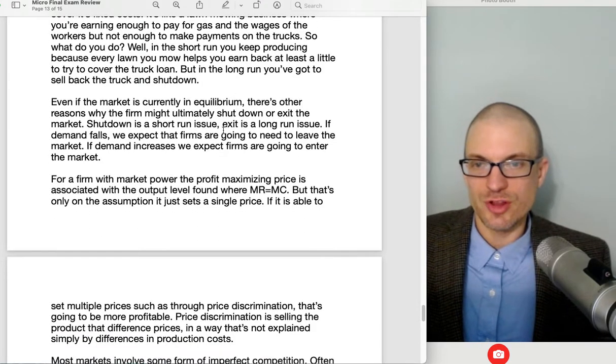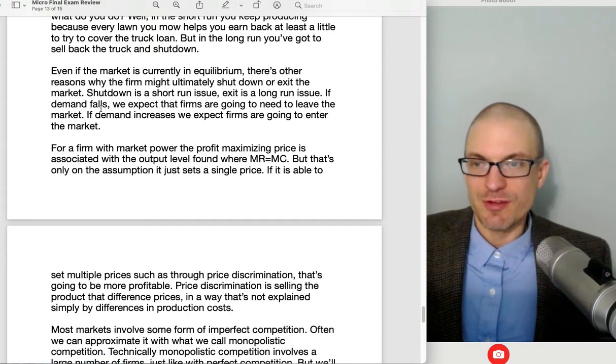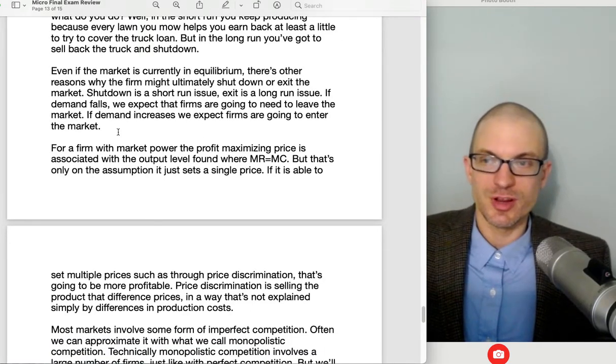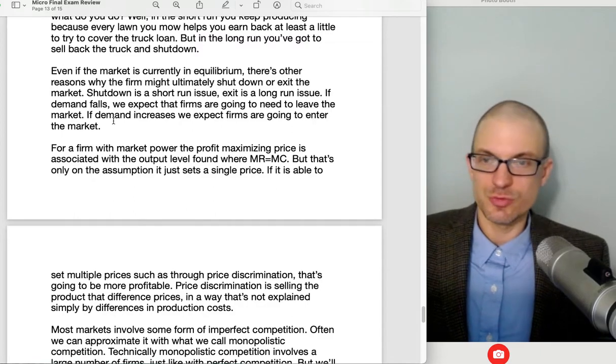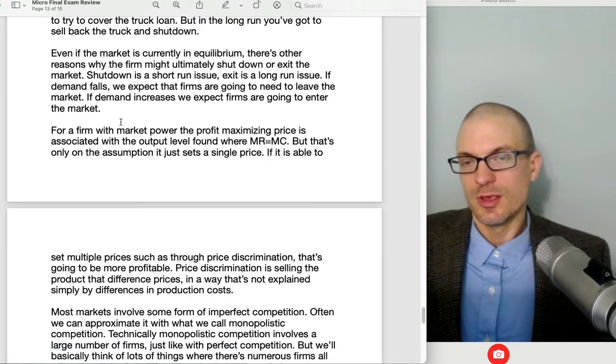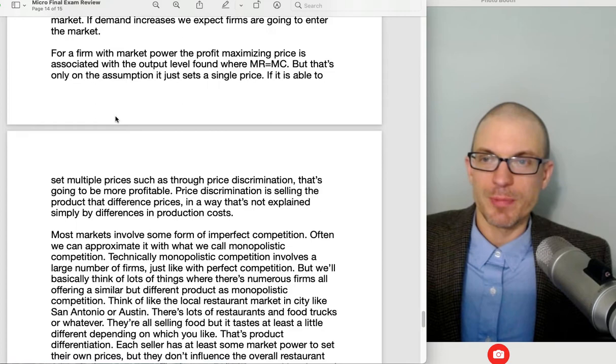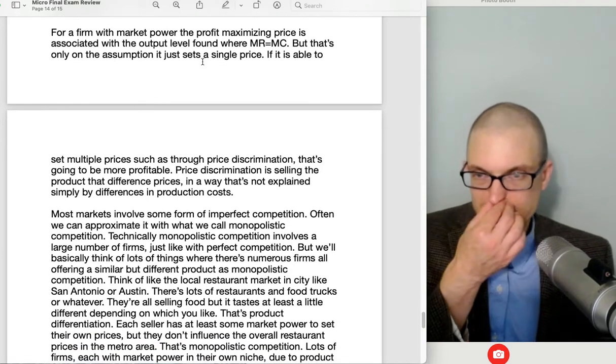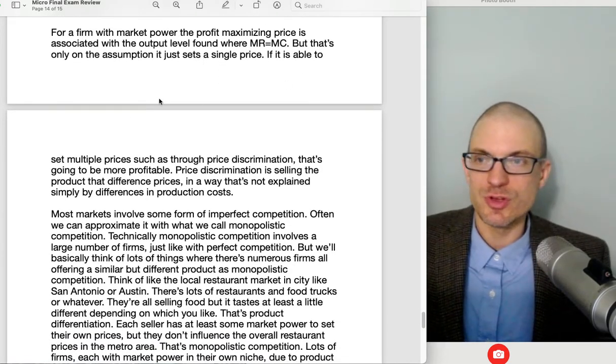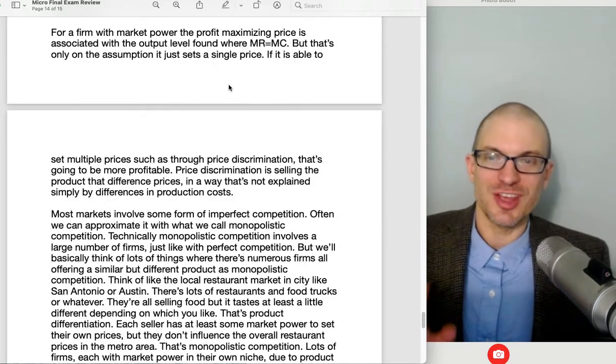Shut down is a short run issue, exit is a long run. If demand falls, for instance, we expect some firms are going to need to leave the market. If demand increases, we expect firms are going to enter the market. So for a firm with market power, the profit maximizing price is associated with a level of output where marginal revenue equals marginal cost, on the assumption it's setting a single price.